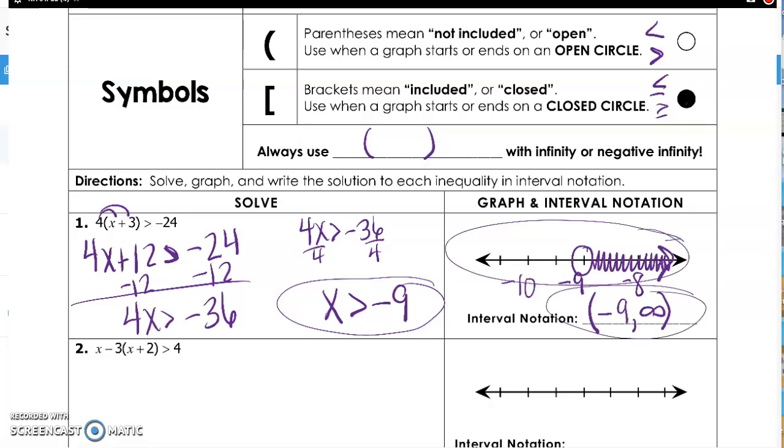So this interval notation says you can get close to negative 9 but not equal to, and go all the way up to infinity. Again, when you check your answer, you want to check by plugging in the number that is past where you're shading. So negative 8 is what you would plug in. So negative 8 plus 3 is negative 5. 4 times negative 5 is negative 20. Negative 20 is greater than negative 24, so you did it correctly.